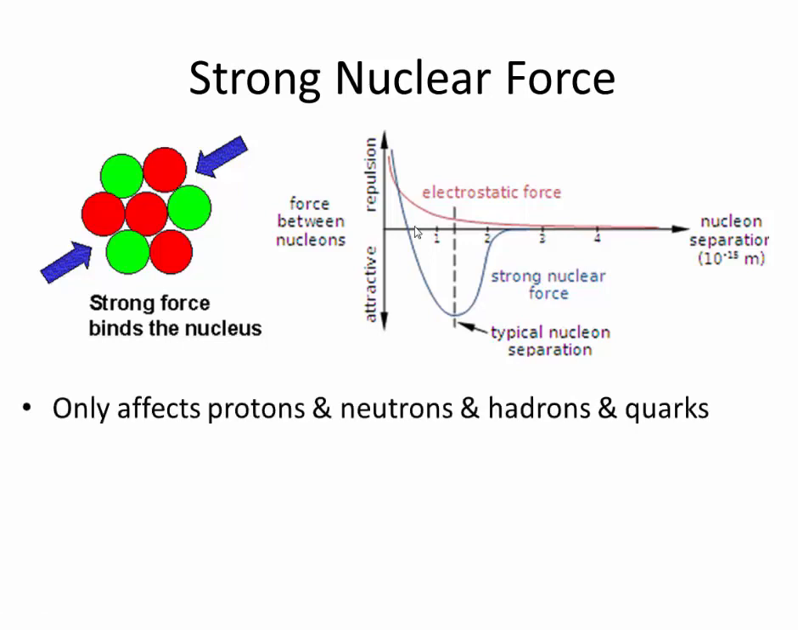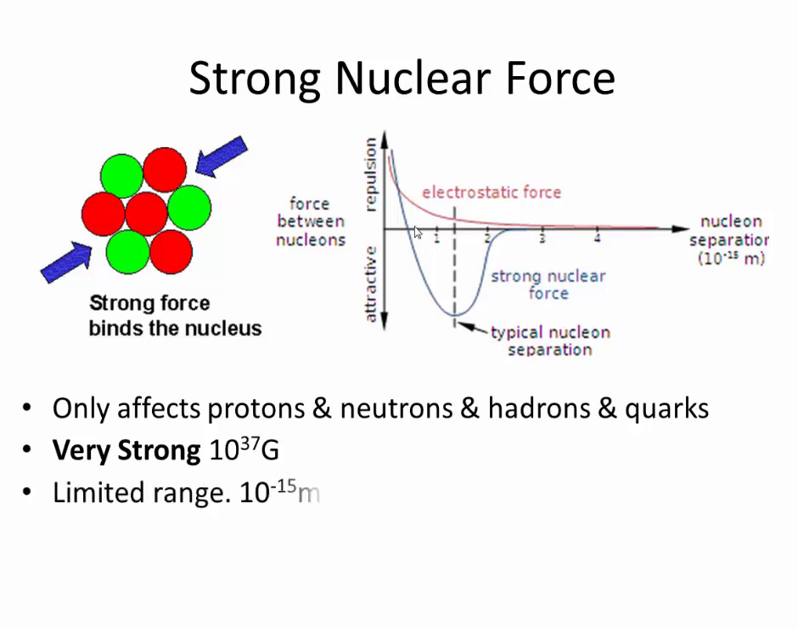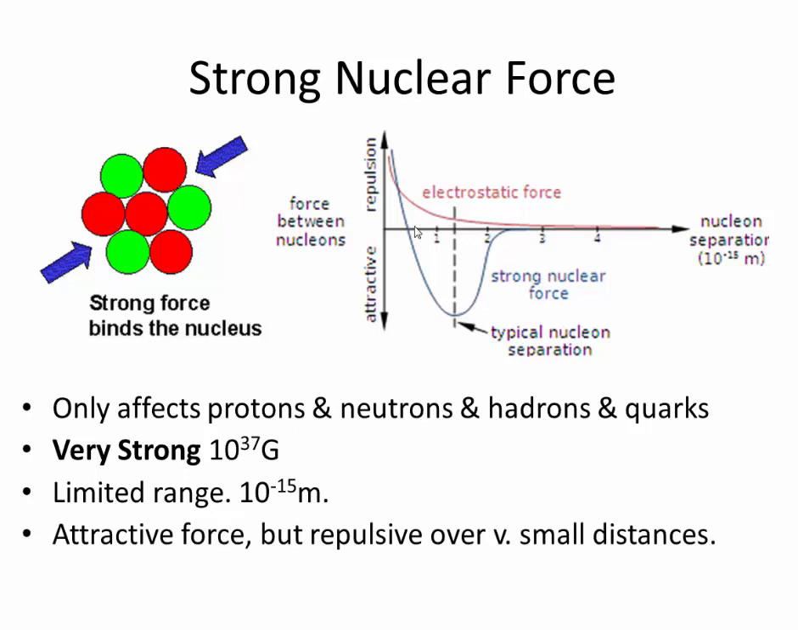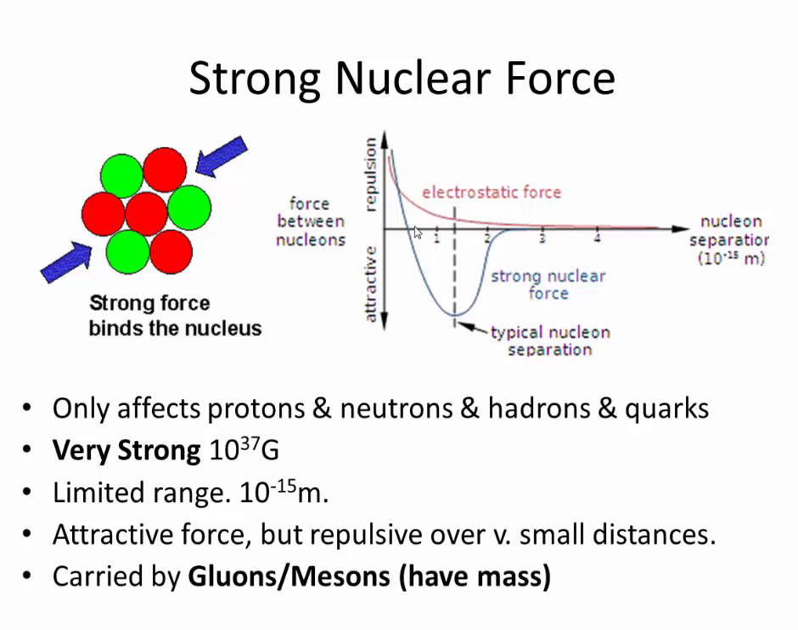So this force only affects protons, neutrons, hadrons, which are heavy particles, and quarks. It's also very strong. It's 10^37 times as strong as gravity. But it has a very limited range. It only works up to about 10^-15 meters. It's an attractive force, but at very small distances it becomes repulsive. And it's carried by gluons or mesons, and these have mass, and this is why it only has a limited range.